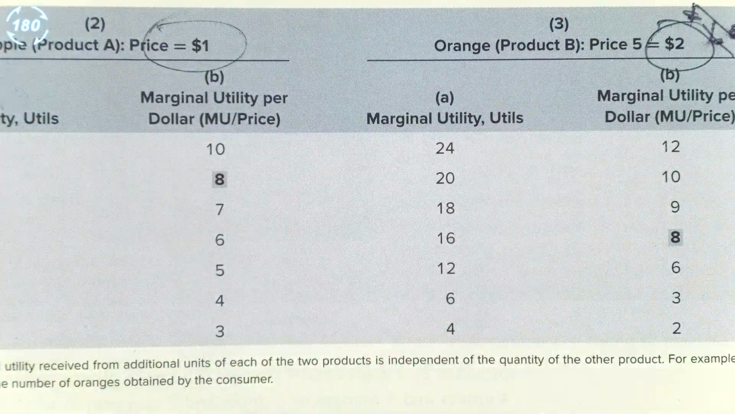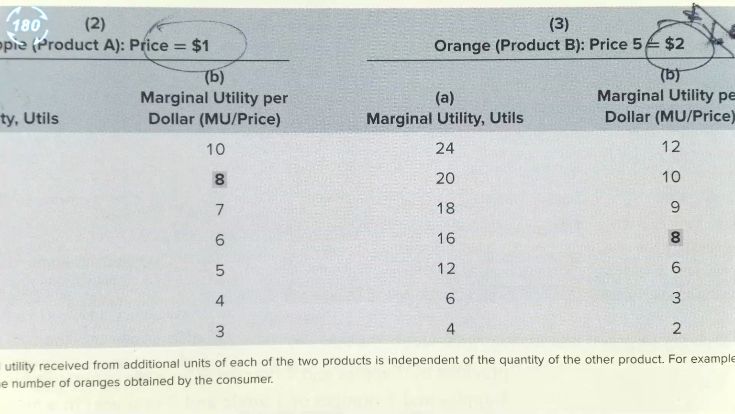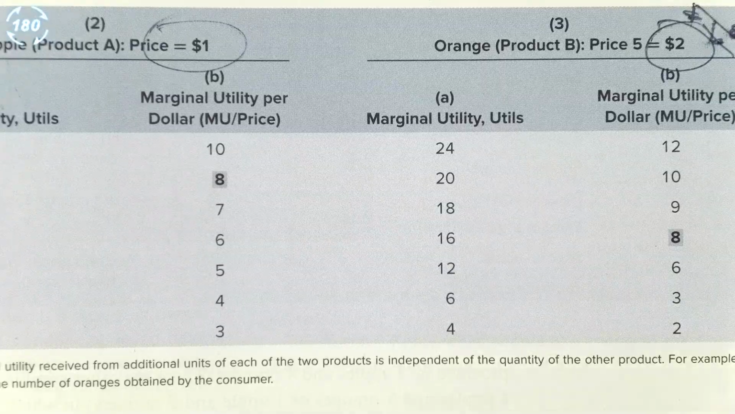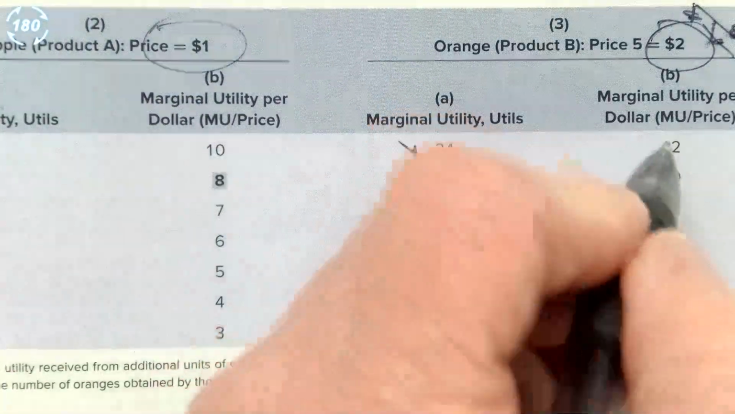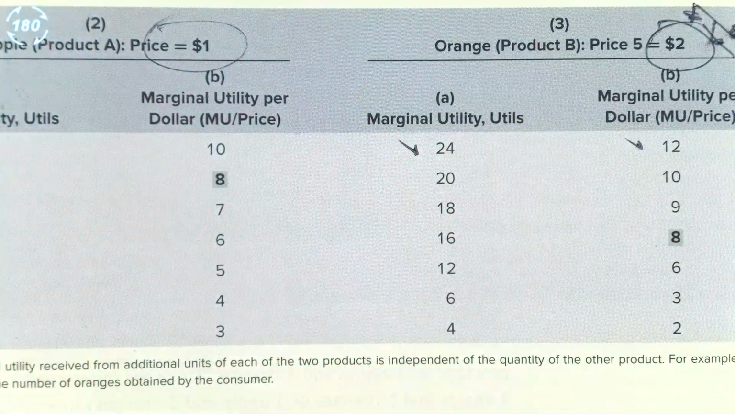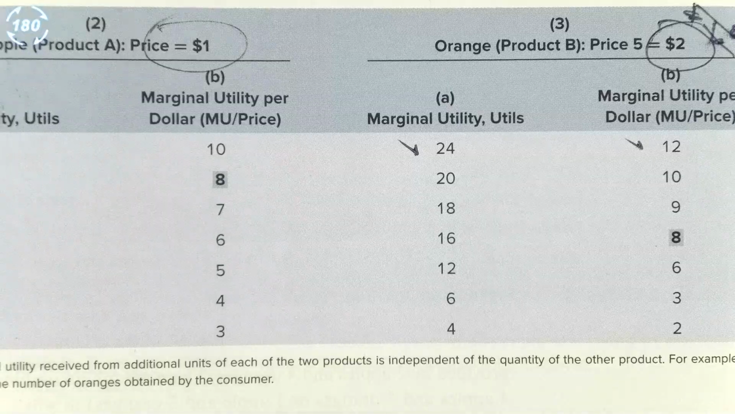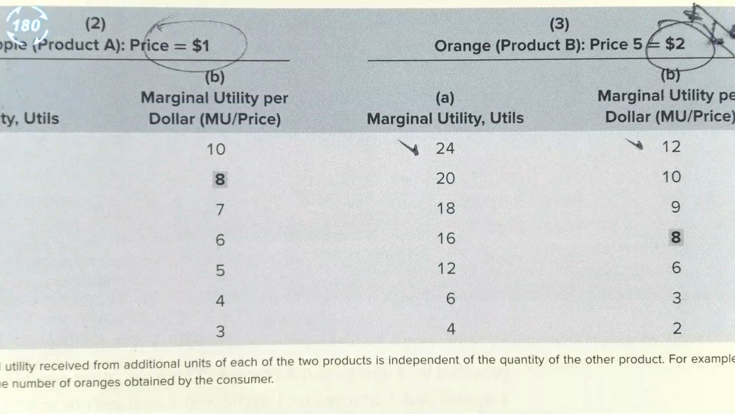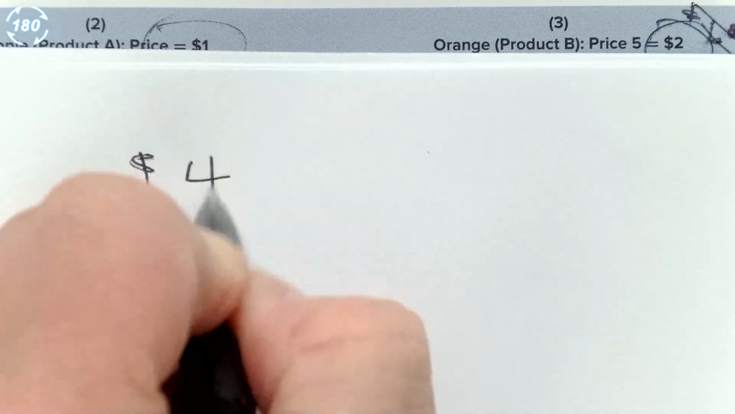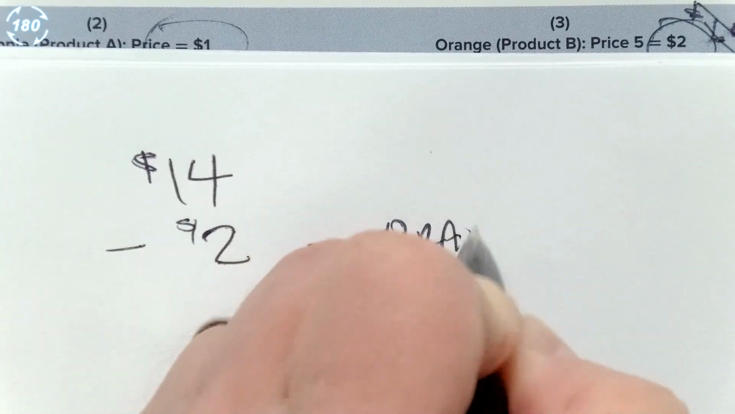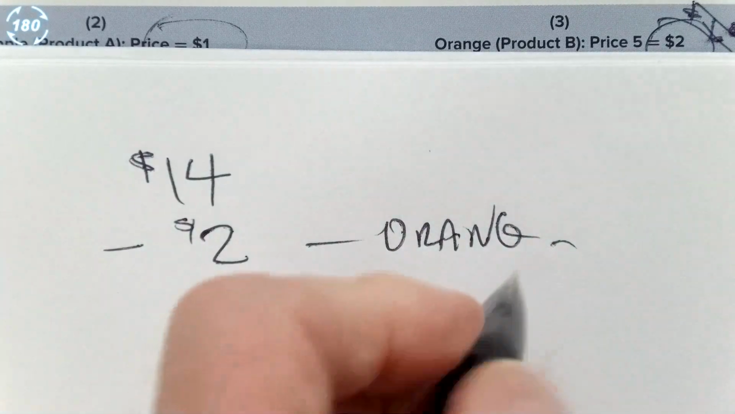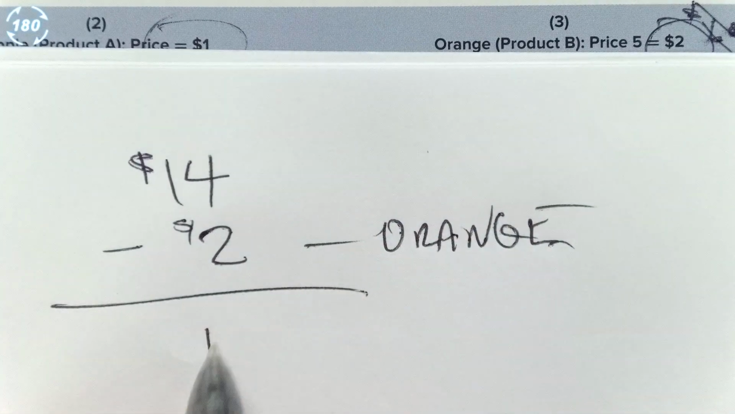So you're going to spend the first $2 on an orange. You're going to buy that one there, and there's the marginal utility per price. So we buy one orange, and then you just go from there. You start with $14 and subtract $2 for an orange. That leaves you with $12.